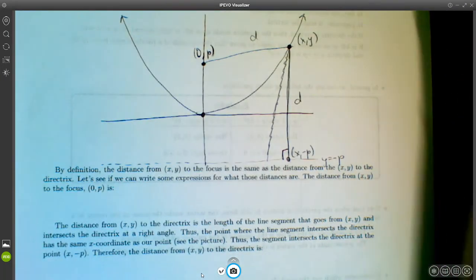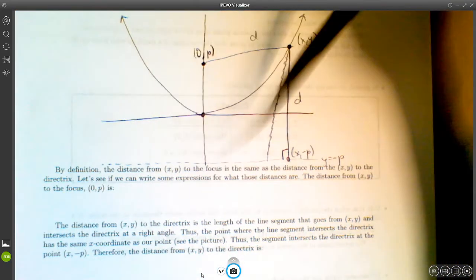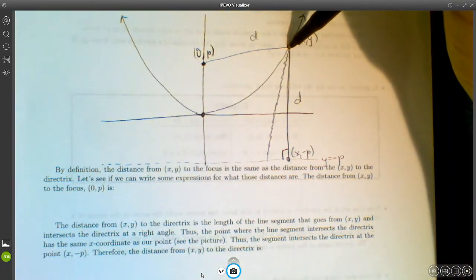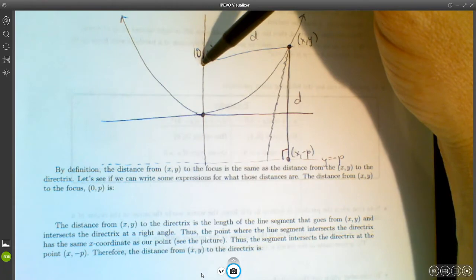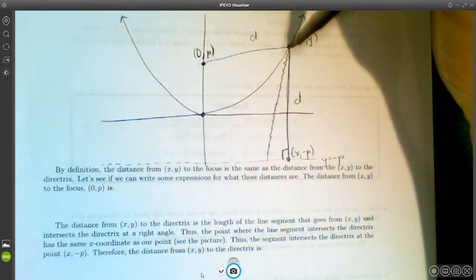Now by definition, the distance from (x, y) to the focus is the same as the distance from (x, y) to the directrix.